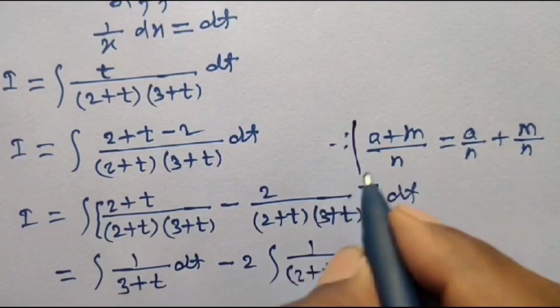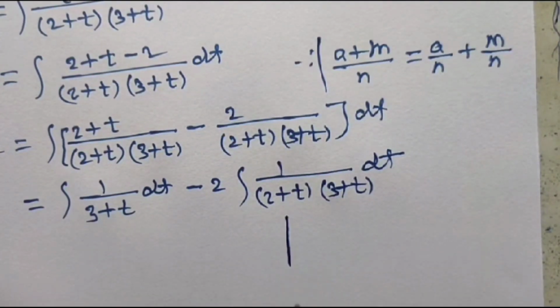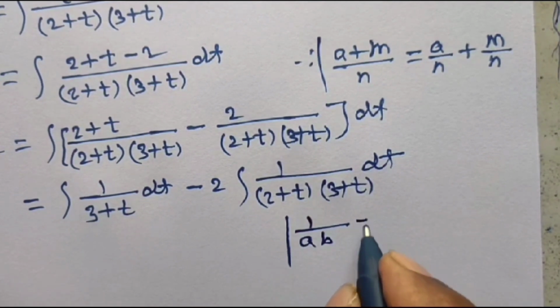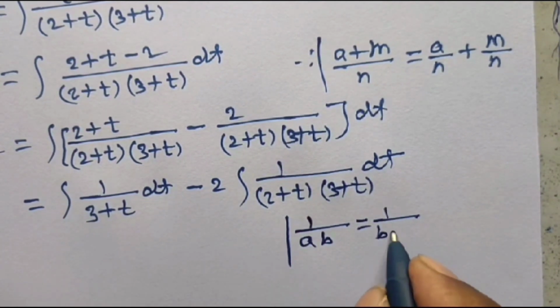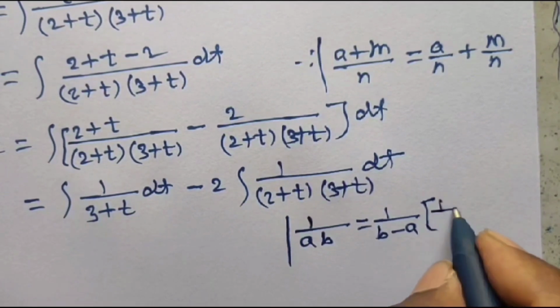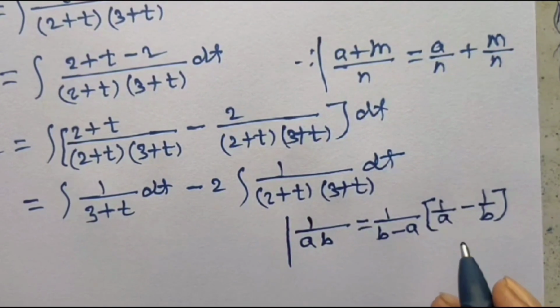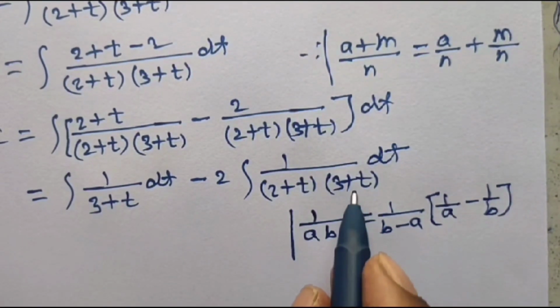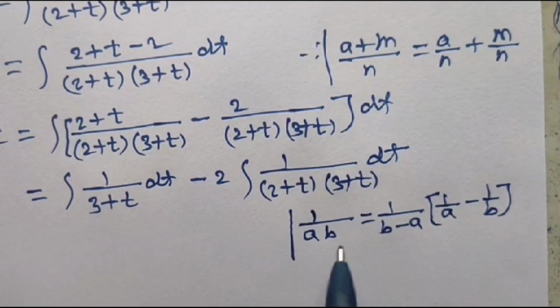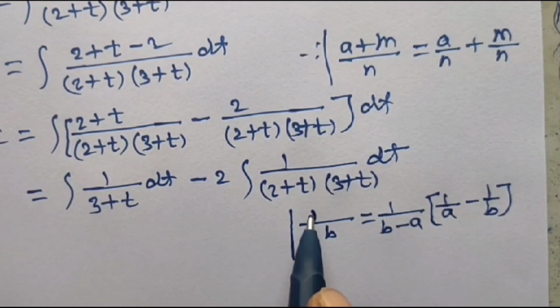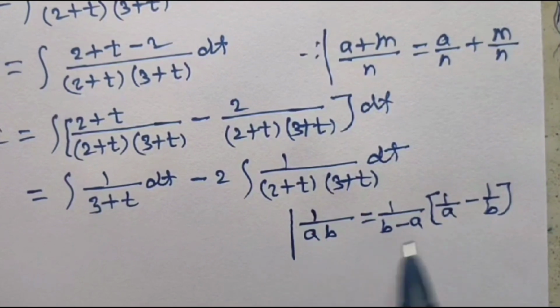But you know the partial fractions formula, which is a special formula: 1 upon a into b is equal to 1 upon (b minus a) into the bracket (1 upon a minus 1 upon b). You can apply this formula because 2 plus t and 3 plus t both are linear polynomials, and this formula is applicable when a and b both are linear polynomials or both are quadratic polynomials and the numerator must be constant. So you can apply this easiest formula here.